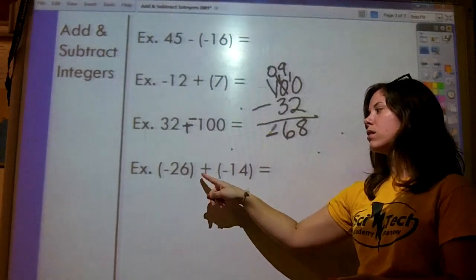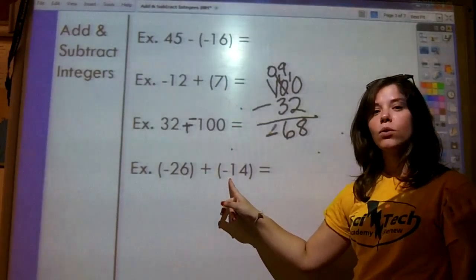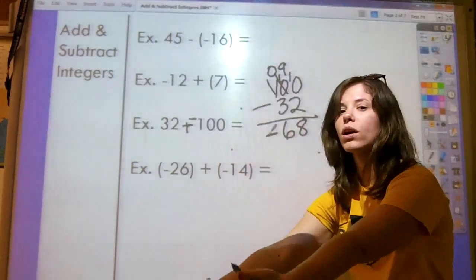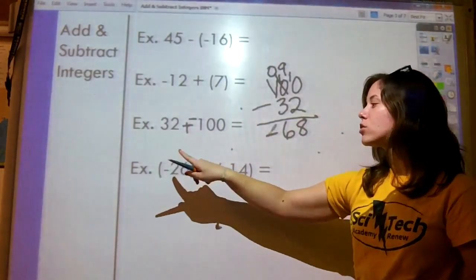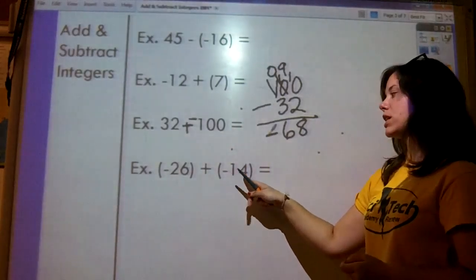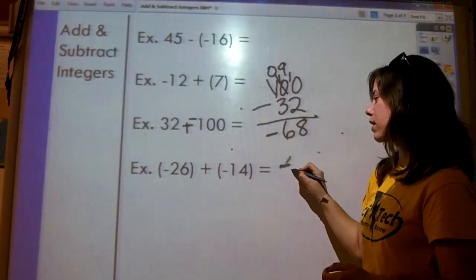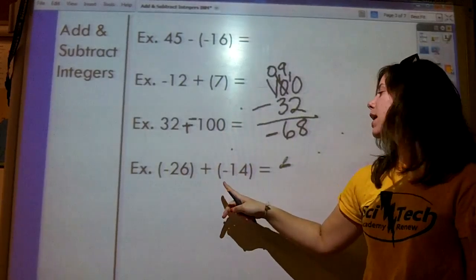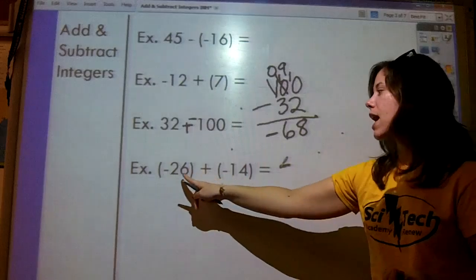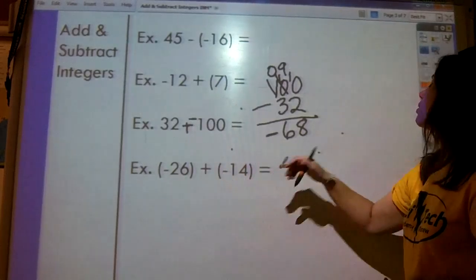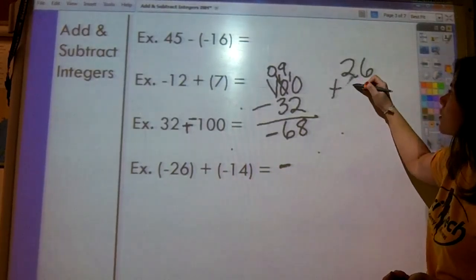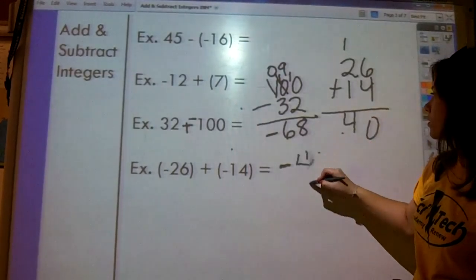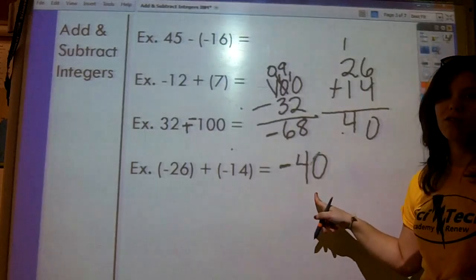I'm adding. The signs are the same. When you're putting things together, you're always going to get more of it. So if I'm putting together negative 26 and negative 14, I'm going to have more negative. When you add and the signs are the same, just add the numbers and keep the sign. So in this case, add 26 and 14 and keep the negative. 26 plus 14 is 40. So my answer is negative 40.